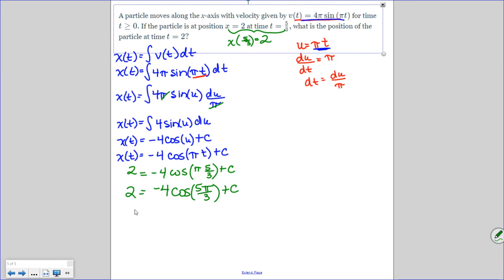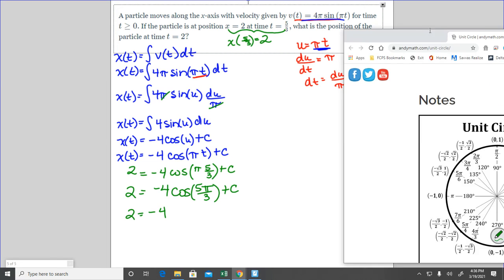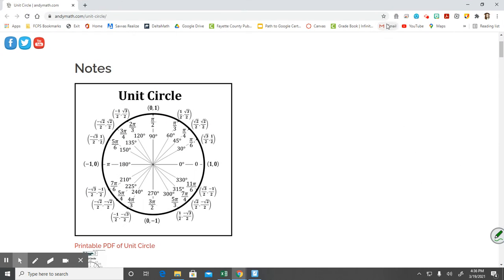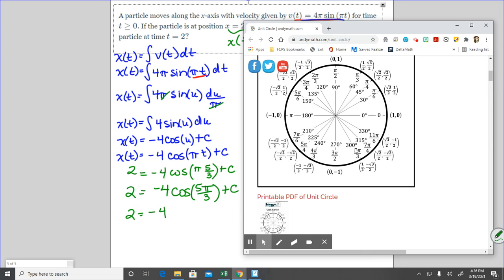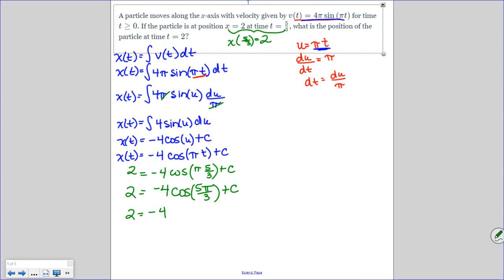Now I'm going to have to remember my unit circle here. So what is the cosine of 5 pi over 3? I'll pull it over here. 5 pi over 3 is right here. The cosine of 5 pi over 3 is a half. So negative 4 times a half plus a constant. So 2 equals negative 2 plus the constant. Add the 2. I get that c equals 4.